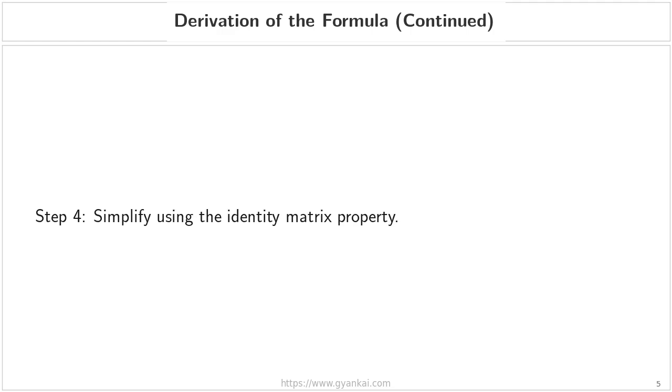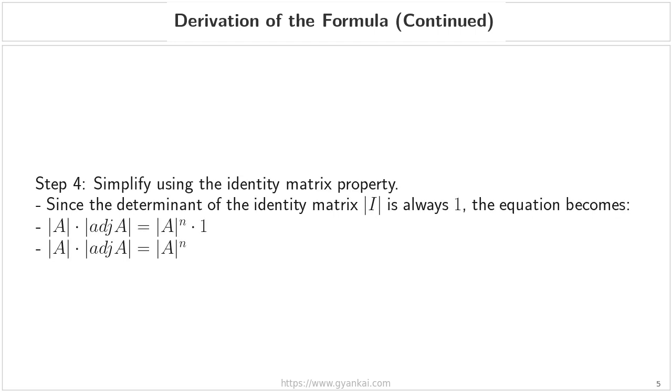Now that we have expanded the right side of our equation in the previous step, let's move on to step 4, where we simplify the expression using the properties of the identity matrix. Recall that the determinant of the identity matrix, denoted as the determinant of I, is always equal to 1. Because of this, the term involving the determinant of the identity matrix simply becomes the determinant of A, raised to the power of n, multiplied by 1. This simplifies our equation beautifully, leaving us with the determinant of A, multiplied by the determinant of the adjoint of A, equal to the determinant of A, raised to the power of n.